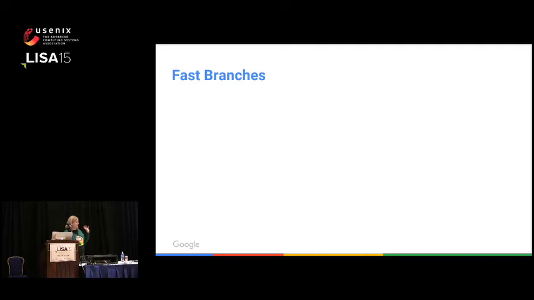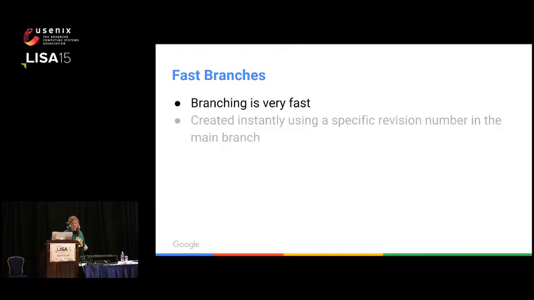We have a technology called fast branches, and we create a branch instantly. It's very, very fast. So the cost overhead with creating branches is very low, and so this is why we just do a branch for every release, because it costs very little. We create a branch using the revision number that's specified when we do the build.